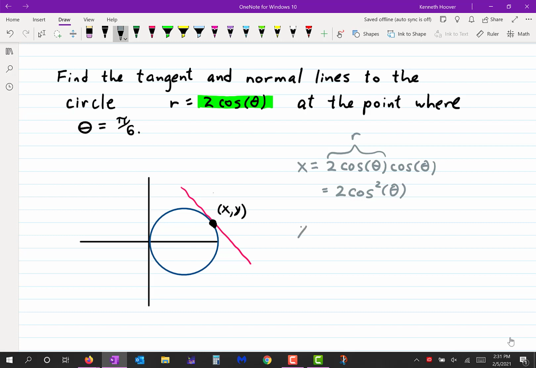Let's find y. y equals r sine theta. So that's going to be 2 cosine theta sine theta.